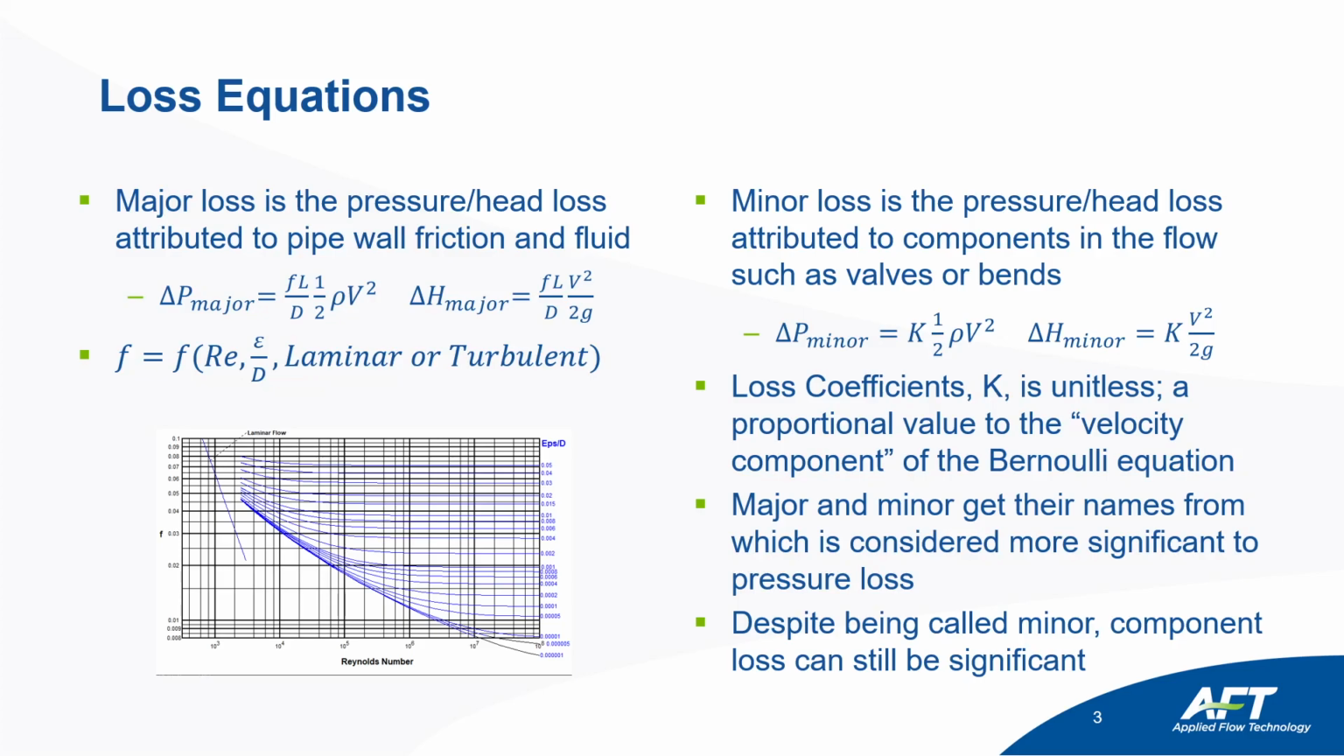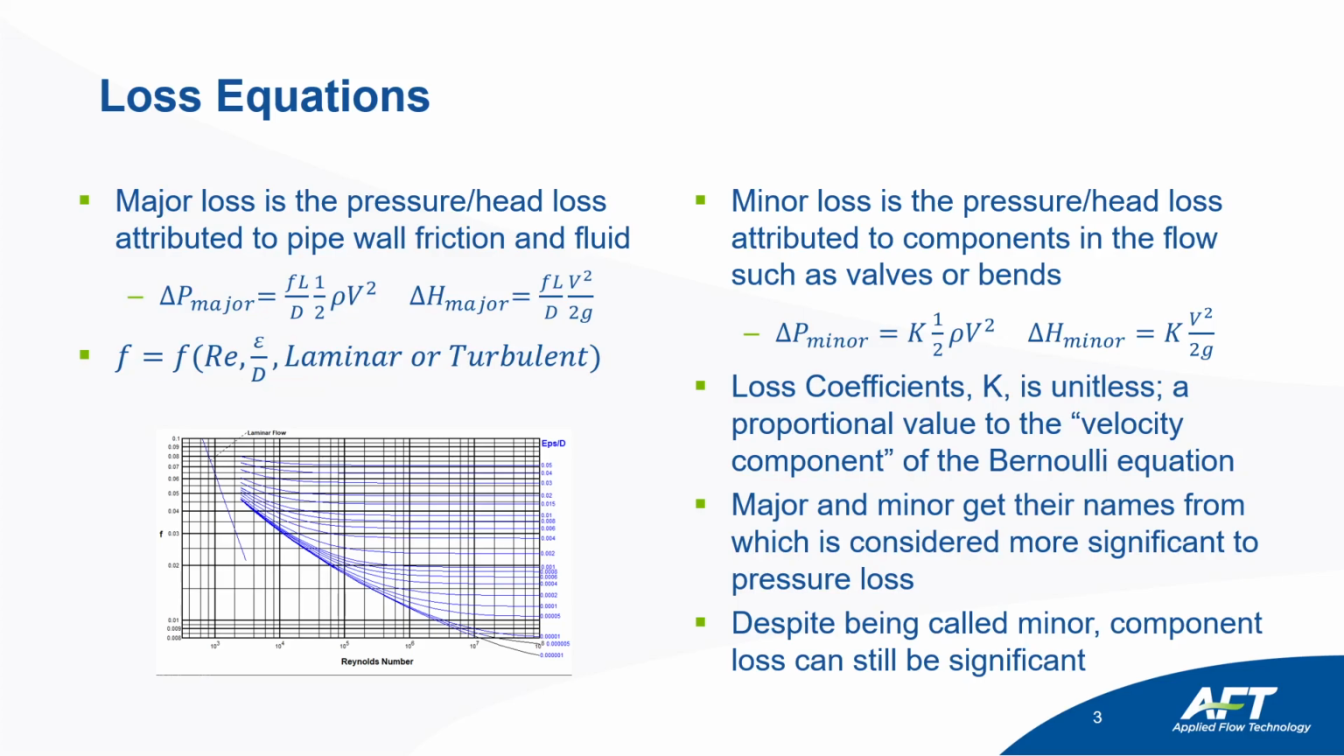Those equations are there for you. Delta P equals the loss coefficient times 1/2 density velocity squared. Your loss coefficient, K, sometimes this is also written as a lowercase chi, depending on what literature you're reading. This is going to be a unitless value. It is proportional to the velocity component of the Bernoulli equation. That is because the faster the flow is moving, the more loss that will be occurring.